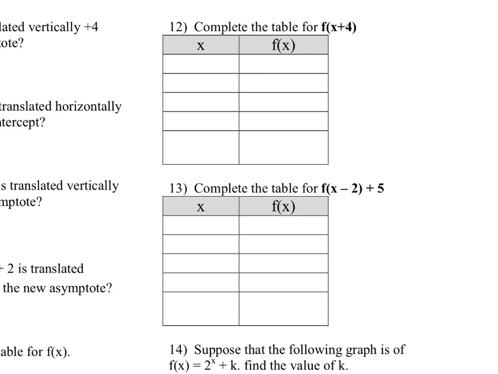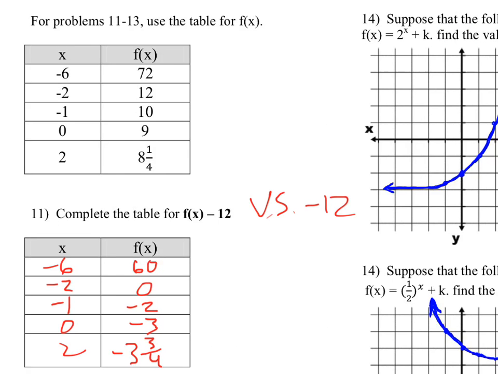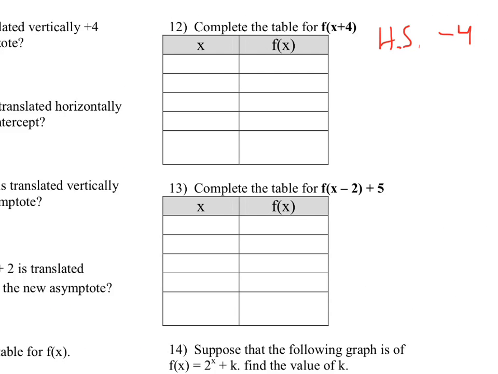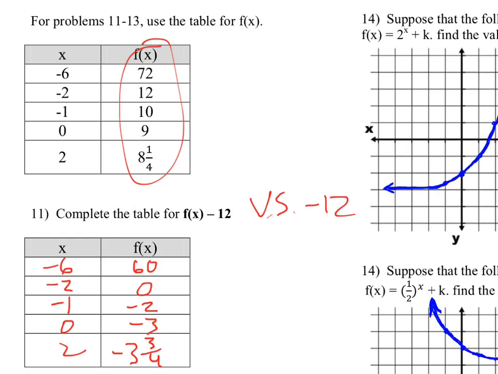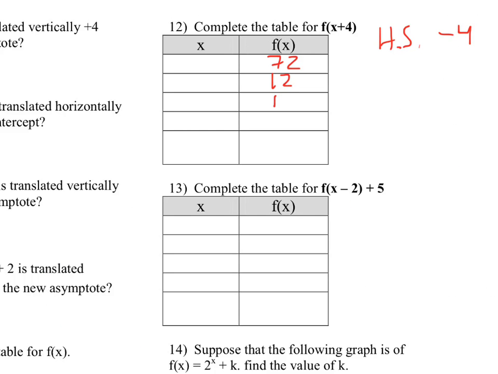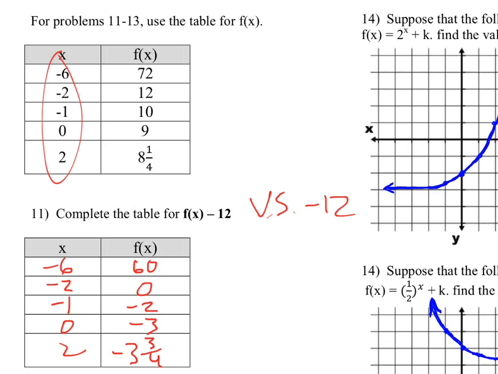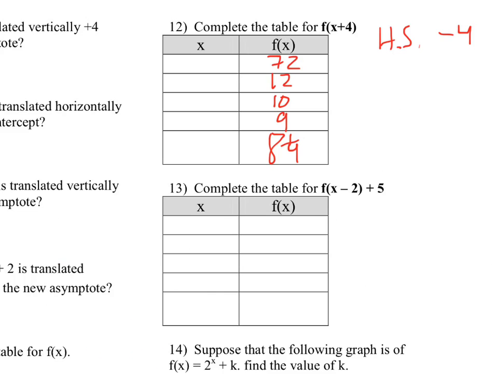And moving on to 12. On the next section, we have a transformation by a change inside the parentheses, which is a horizontal shift of -4. So you take all your old x values, and they're going to be 4 less than they used to be. And all your original function values are going to be the exact same. So if you copy all these function values over, 72, I'm not very good at memorizing all these numbers real quick, 12, 10, 9, and then 8 1/4.